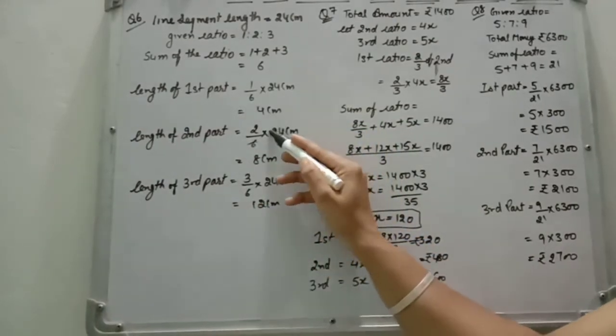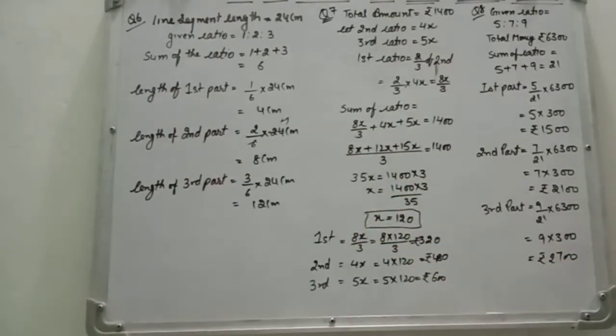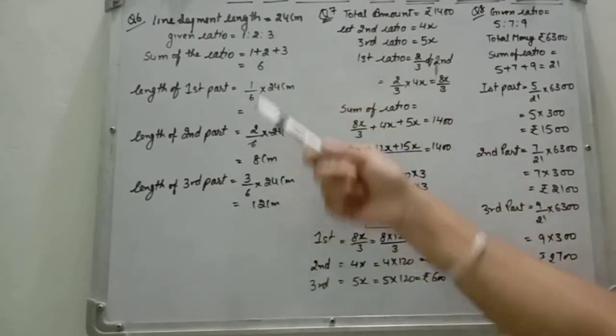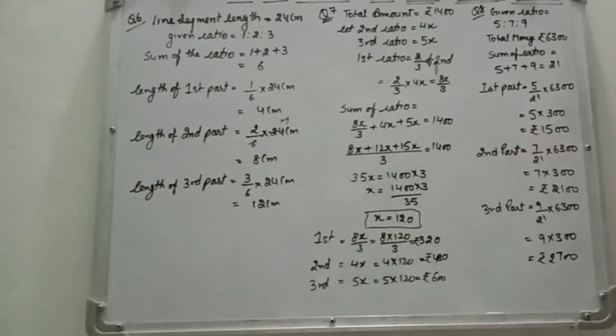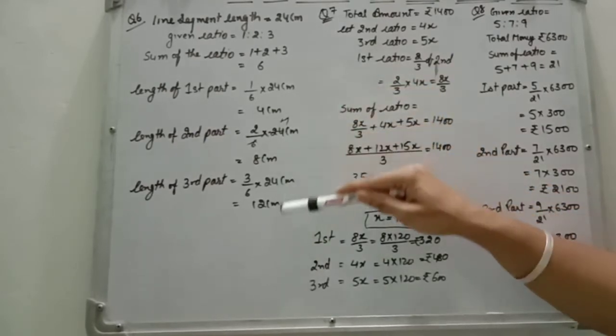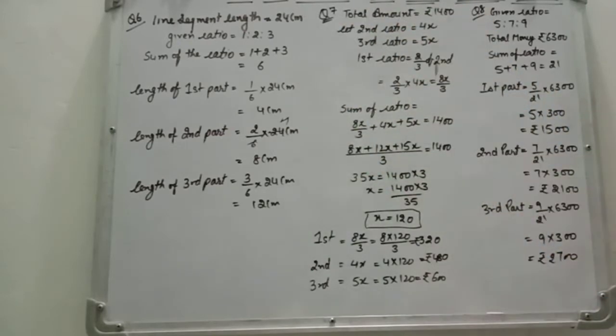So 2 over 6 multiplied by 24. 6 4s are 24, so 4 2s are 8. That is our answer. Like that, the third ratio is 3 divided by the sum, which is 6. Multiply by 24 and we get 12 centimeters. We will follow the same method. And one other thing is how to check whether your answer is correct or not. Add the answers. 4 plus 8 is 12, 12 plus 12 is 24. It is equal to 24, the same as the total length, so it means your answer is correct.